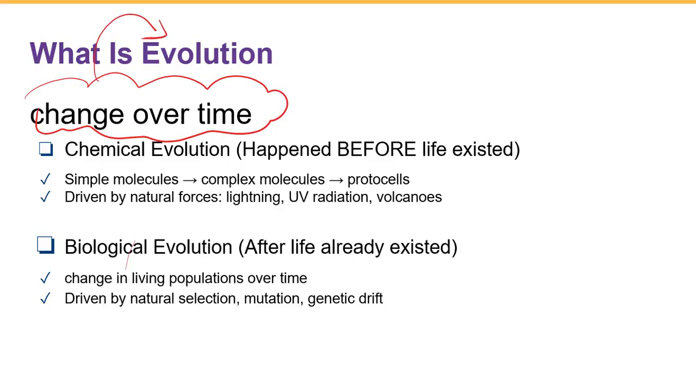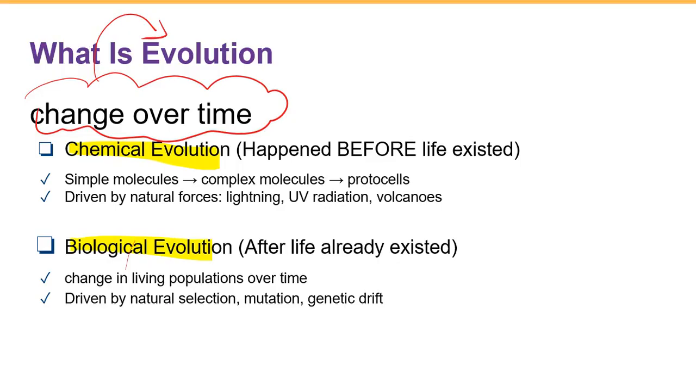Any change that happens in a population, in an organism, or even in molecules over a long period of time is considered evolution. That's it. We can divide evolution into two main types. We have chemical evolution and biological evolution.